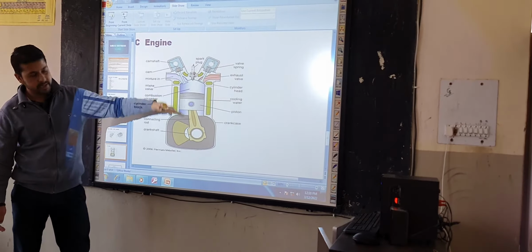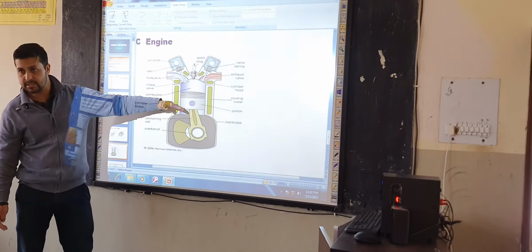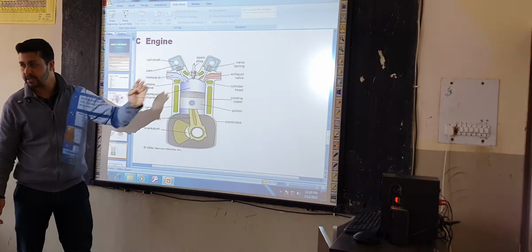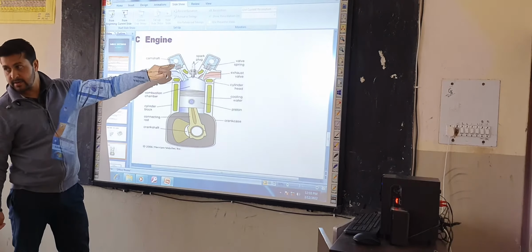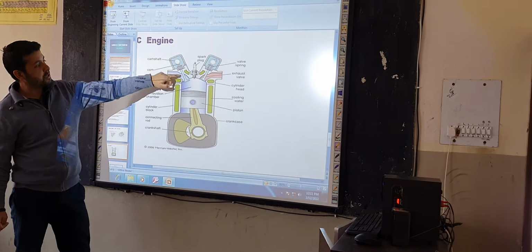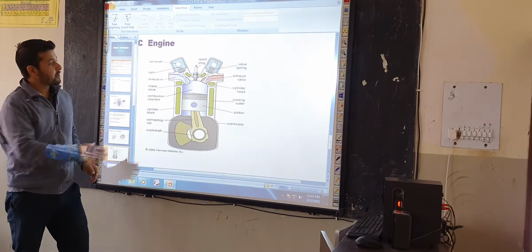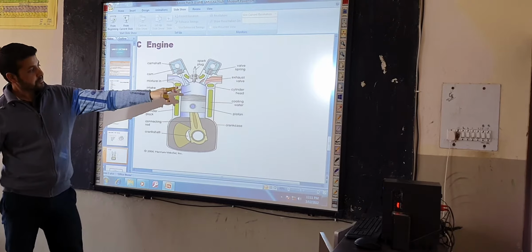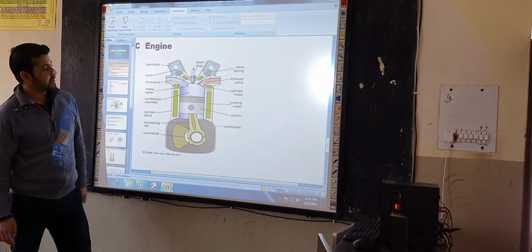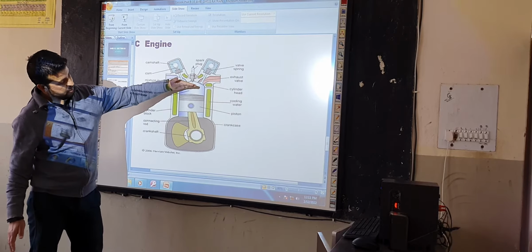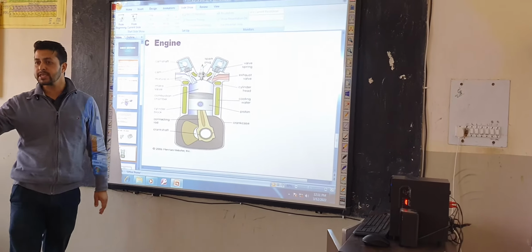Okay, the piston reciprocates up and down, and this reciprocating motion is converted into rotary motion by using the connecting rod. Here you can see this is the cam valve. The cam is used to operate this inlet valve. Through this inlet valve, the charge enters inside the engine. After that it will close, and then your piston will move from top position to bottom position. That is called the first stroke, one single stroke.